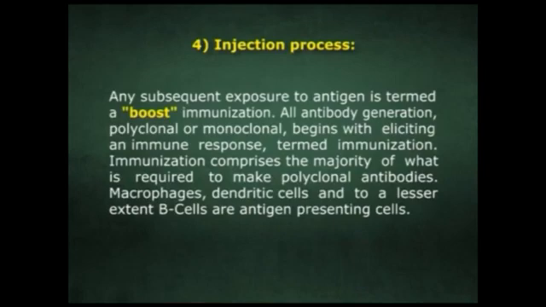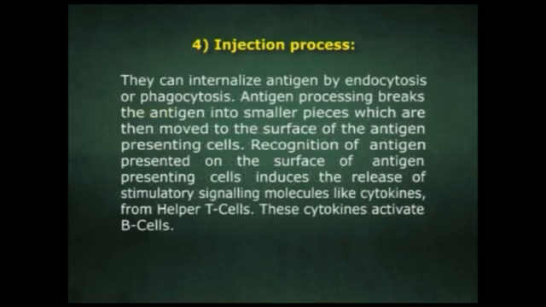All antibody generation, polyclonal or monoclonal, begins with eliciting an immune response, which is termed immunization. Immunization comprises the majority of what is required to make polyclonal antibodies. Macrophages, dendritic cells, and to a lesser extent B cells are antigen presenting cells. They can internalize antigen by endocytosis or phagocytosis. Antigen processing breaks the antigen into smaller pieces, which are then moved to the surface of the antigen presenting cells.